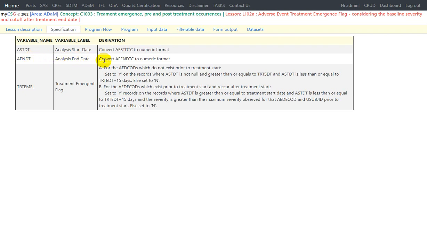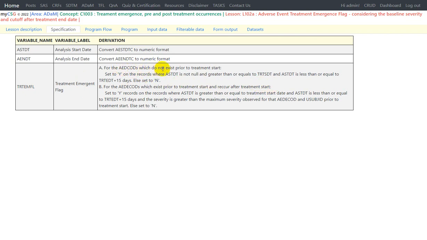Similarly, for AENDT, we are being asked to use the value from AEENDTC and convert it into numeric format. And then comes the derivation algorithm for TRTEMFL, which is treatment emergent flag. There are two components for this. In line with the definition of treatment emergence, it is divided into two parts: for the AEDECOD codes which do not exist prior to treatment start date, and for the AEDECOD codes which exist prior to treatment start and recur after treatment start.